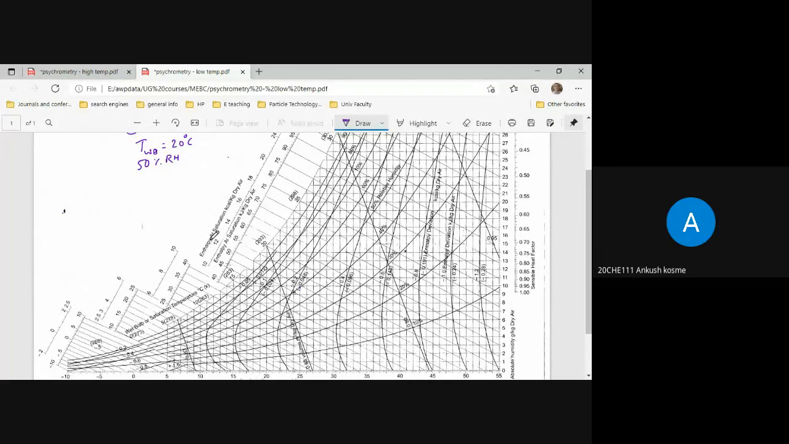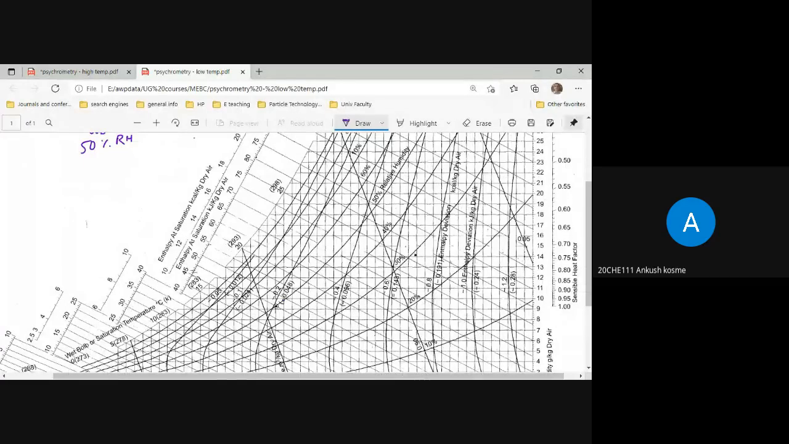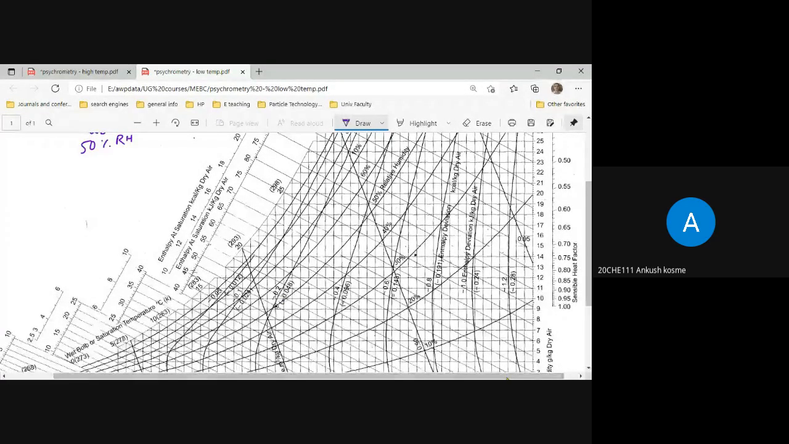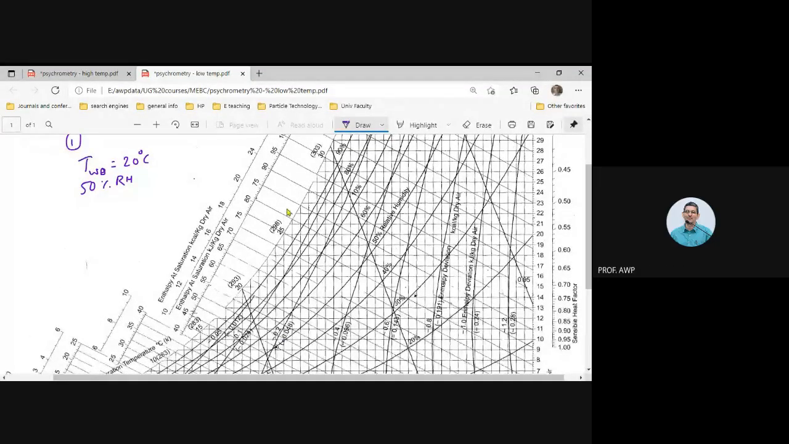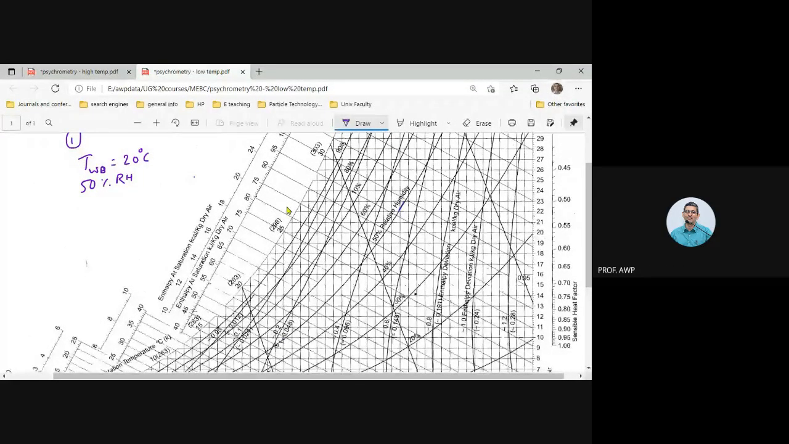Sir, how should I? Sir, it's 25 degrees Celsius, which means 25 degree centigrade. No, it's in that line. So the 50% RH line is this line. Do you agree, Ankush? Yes, sir.